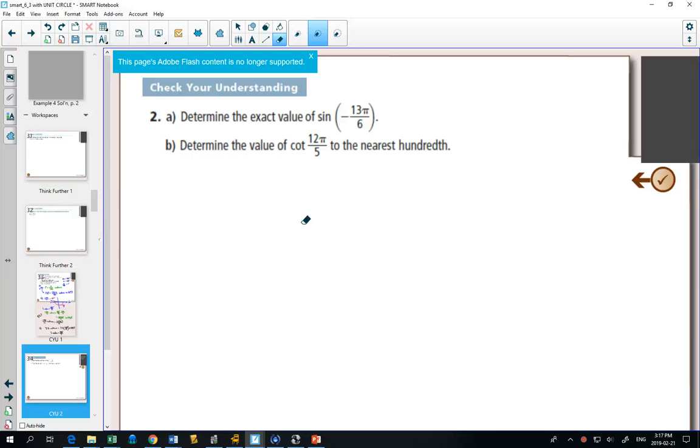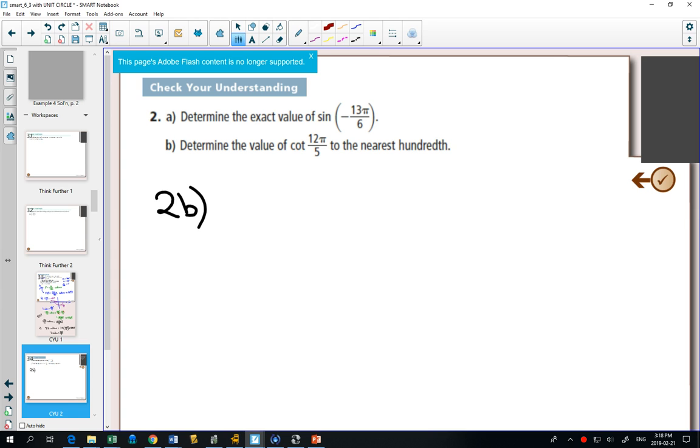We are going to do 2b right now. We are going to leave 2a for after we have made our own unit circles and have memorized them and really have them well known. But for 2b, it says determine the value of cotangent 12 pi over 5. Notice there's no degree sign, so that means determine the value of cotangent of 12 pi over 5 radians.